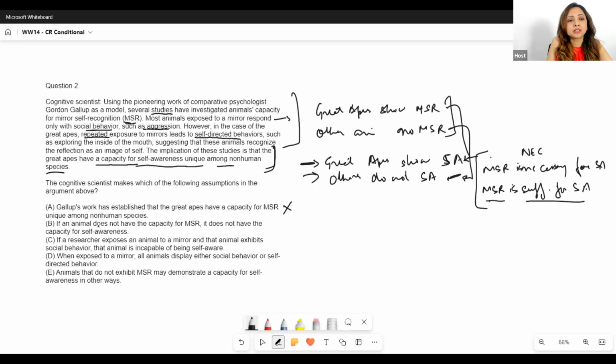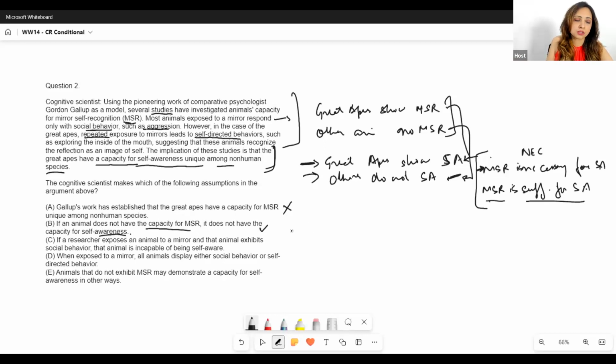Okay, B. If an animal does not have the capacity for MSR, it does not have the capacity for self-awareness. As we said, this is something that he has assumed. He's saying MSR is necessary for self-awareness, right? Which means that if the animal does not have the capacity for MSR, then it does not have the capacity for self-awareness, isn't it, right? He has assumed both that MSR is necessary as well as that MSR is sufficient. So he's saying that if you don't have MSR, then you don't have self-awareness. It is an assumption he has made.